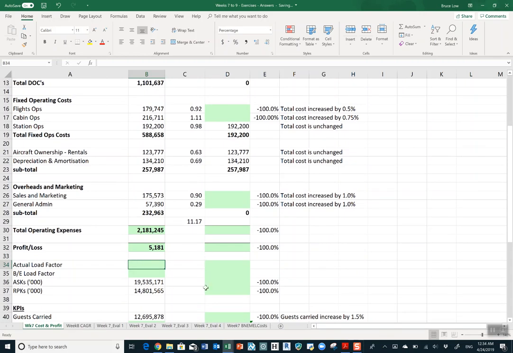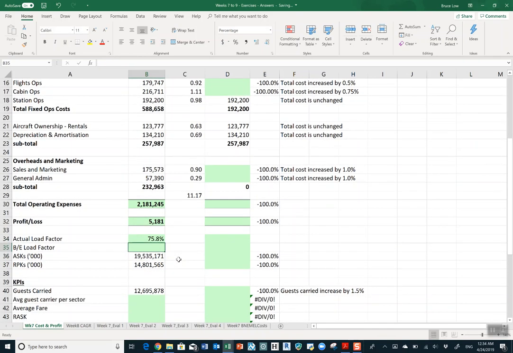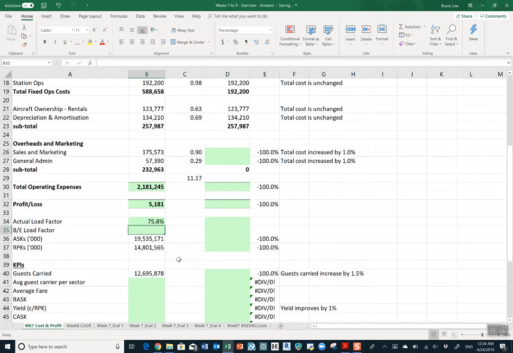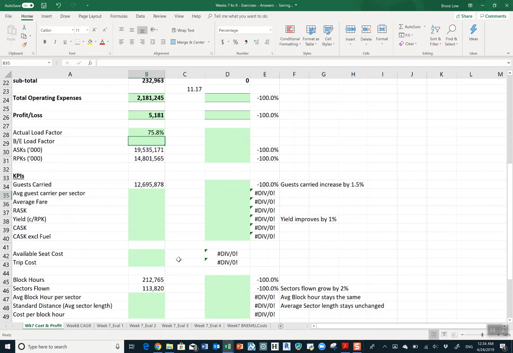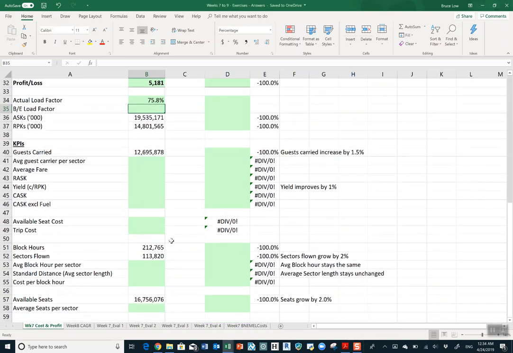All right, so our actual load factor, we've got ASKs, we've got RPKs. So our load factor is RPKs divided by ASKs, 75.8%. We'll come back to break-even load factor. Now we'll keep working our way down. We'll come back to the KPIs.